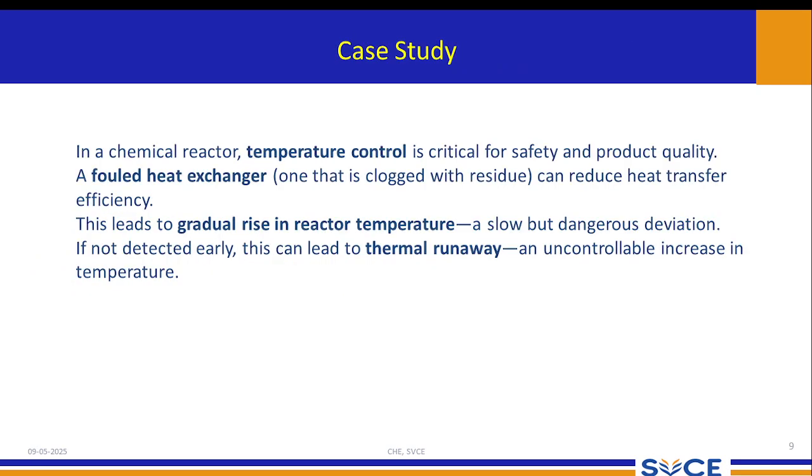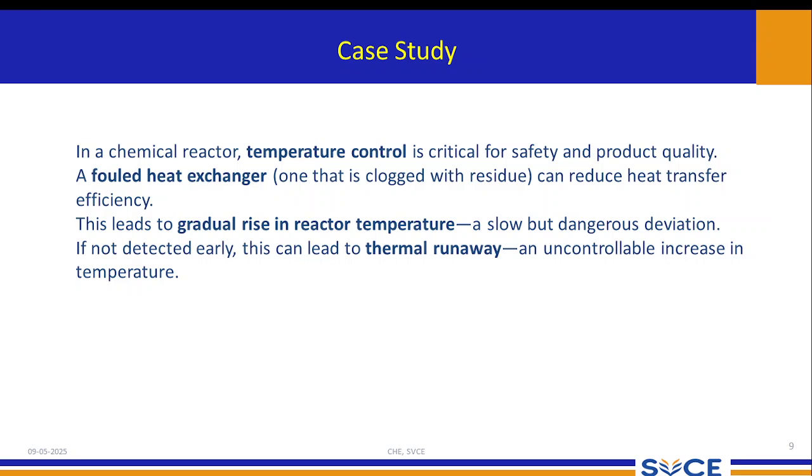In a chemical reactor, temperature control is critical for safety and product quality. There is no doubt about it. Because an increase in temperature sometimes does not favor, for example, absorption or the reactor process that needs to be carried out. Temperature control is a must. For example, at constant temperature, the reactor needs to be allowed to react. Otherwise, what will happen? So temperature control is critical for safety as well as product quality.